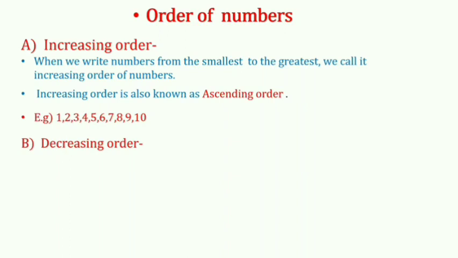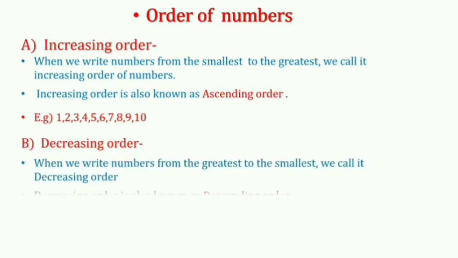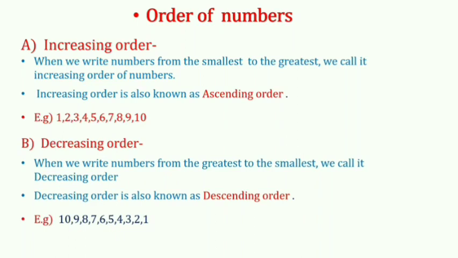Now let's see what is meant by decreasing order. When we write numbers from the greatest to the smallest, we call it decreasing order. Decreasing order is also known as descending order. Let's see one example of descending order. Here these numbers are arranged from the greatest to the smallest number. Again, here you can see number 10 is the greatest number, whereas number 1 is the smallest number. So this sequence goes from big to small, right?